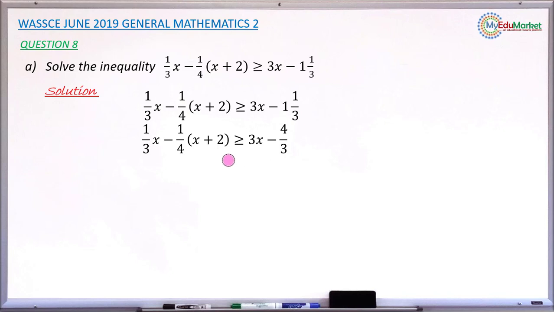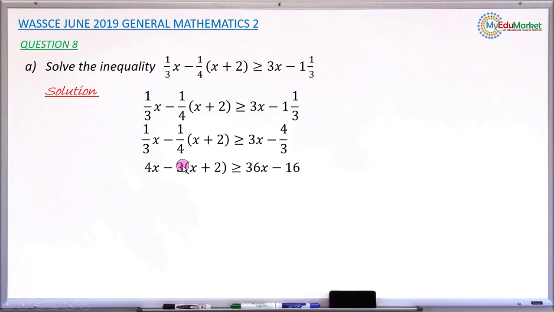Next, you clear the fraction. Clearing the fraction means multiplying each and every term by the LCM of 3, 4, and 3, which is 12. If that is done correctly, you now have 4x, since 1/3 x times 12 is 4x. Then 1/4 times the bracket times 12: 4 into 12 is 3, so 3 times the bracket gives 3 into (x plus 2). 3x multiplied by 12 is 36x, and 4/3 multiplied by 12: 3 into 12 is 4, and 4 times 4 gives you 16.